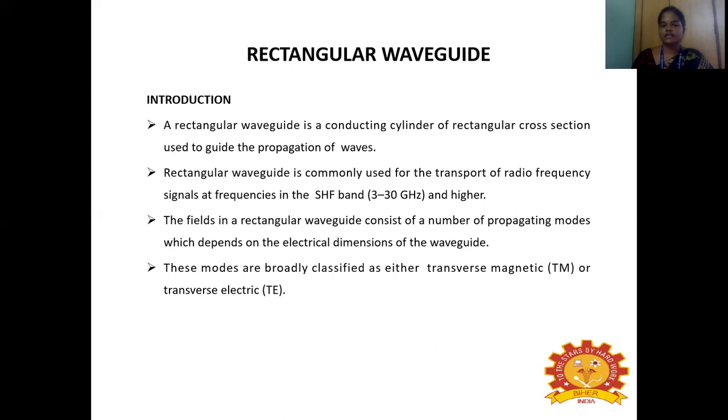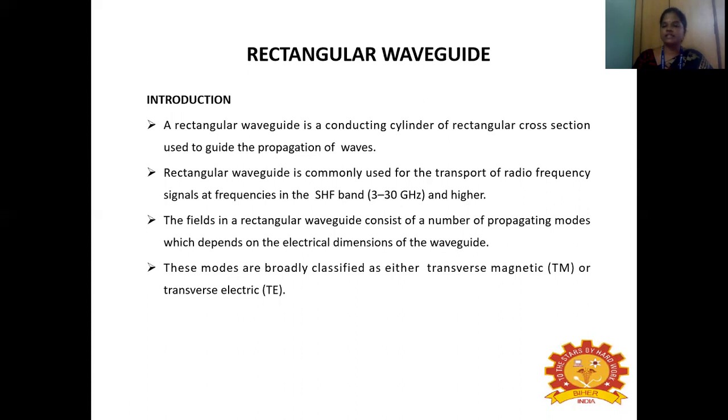So this rectangular waveguide is a conducting cylinder, but the shape will be rectangular. It has a rectangular cross section. In order to guide the wave, the hollow tube will be in the shape of a rectangle. This rectangular waveguide is commonly used for the transport of radio frequency signals at frequencies in the SHF band. That is, the range of the SHF band is 3 to 30 gigahertz.